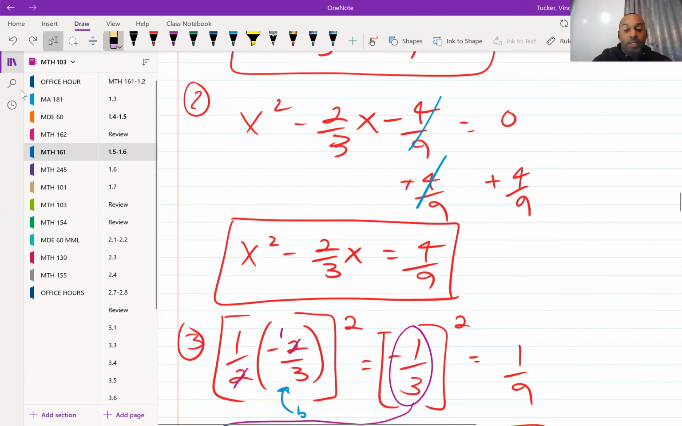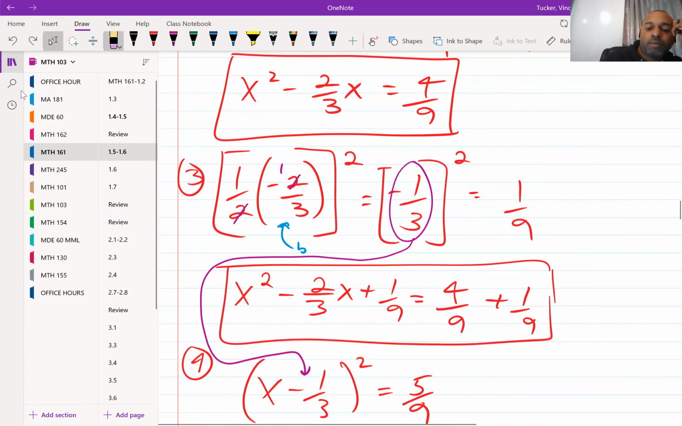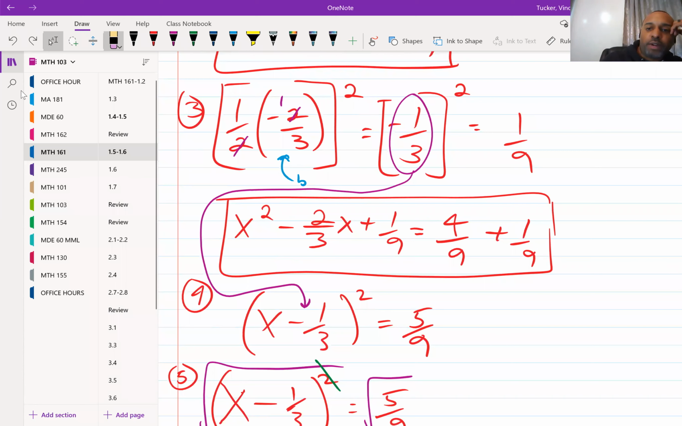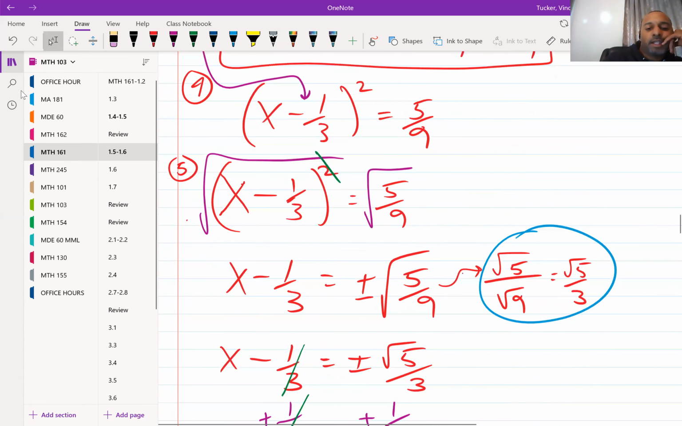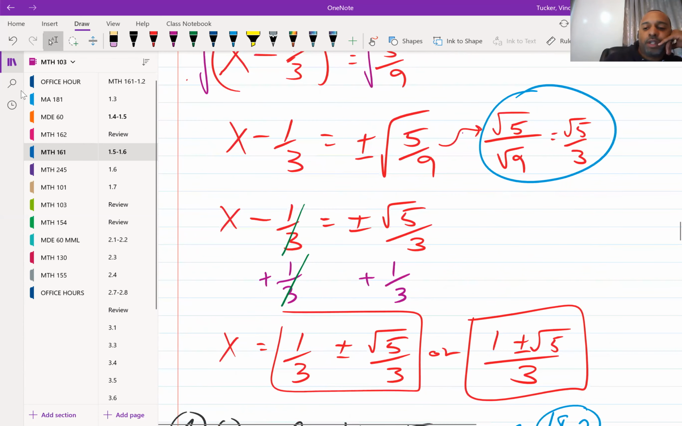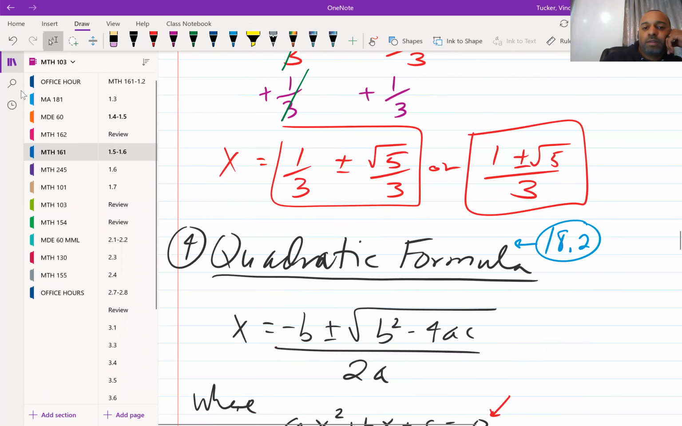Step 3, take half of your B term and square it and add both of those to both sides of the equation. Factor. And remember, whatever half your B term is, that's your main part of your factorization. Simplify what's on the right side, take the square root of both sides, and then finish solving. And don't forget, always add plus or minus when you take your square root. Everybody done with that?